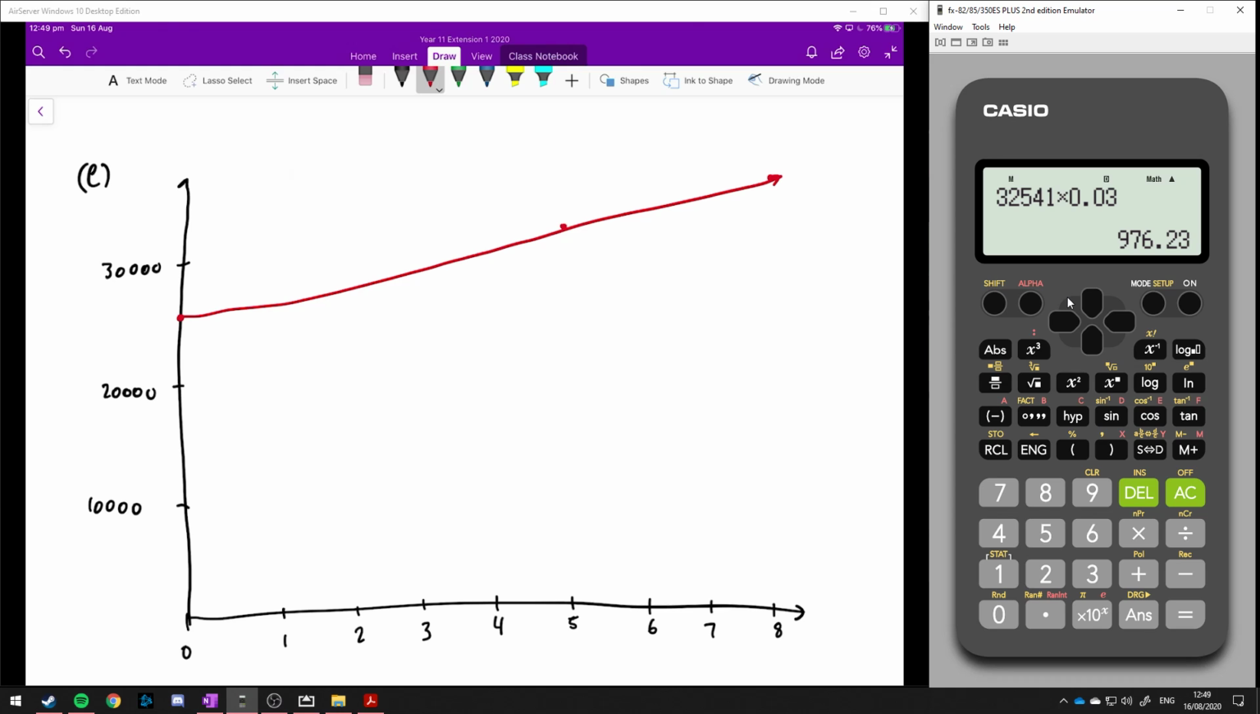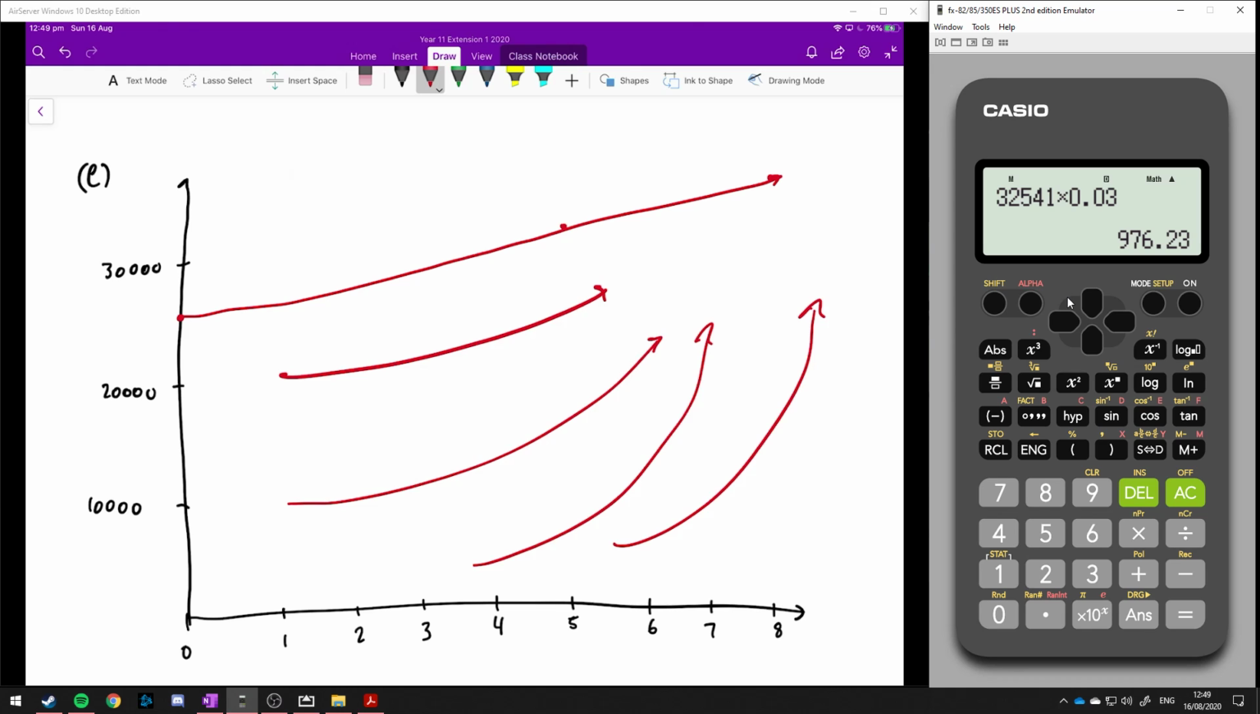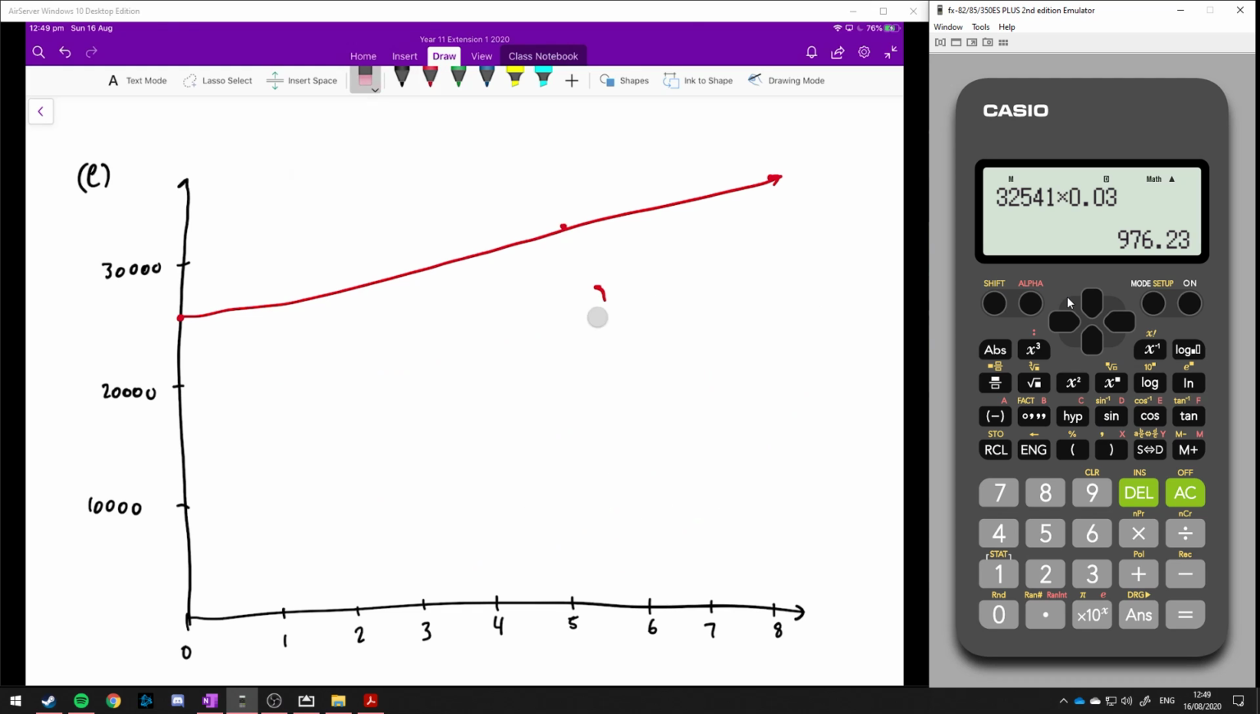So it should start growing up like that, really, because it's an exponential growth. The idea is that it goes in that sort of direction, so we're focusing on this part. Okay, with that being said, that's the end of that example.